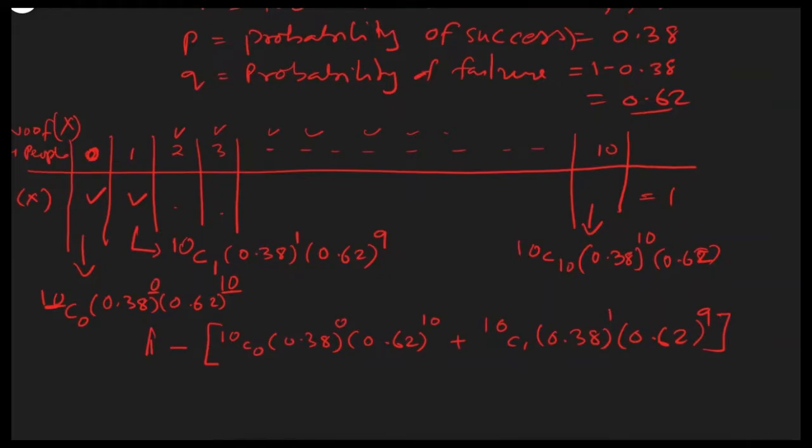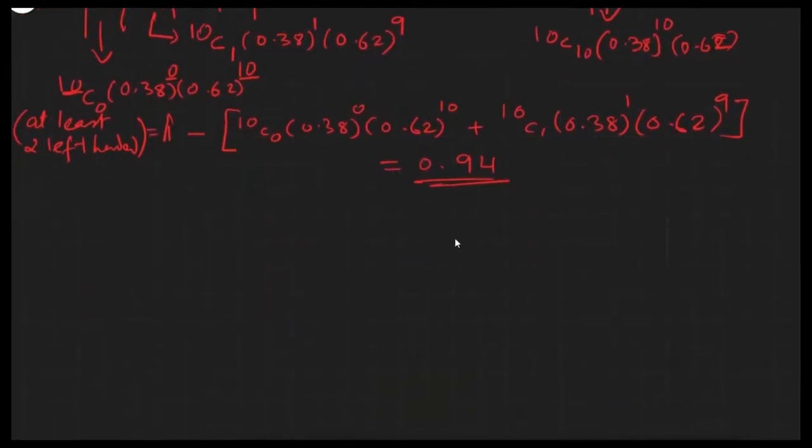So this is basically the probability of at least 2 left-handed. I will put this in my calculator and I'll get the answer. Using the calculator, it came out to be 0.94. That is the probability that at least 2 of the people selected out of 10 will be left-handed.